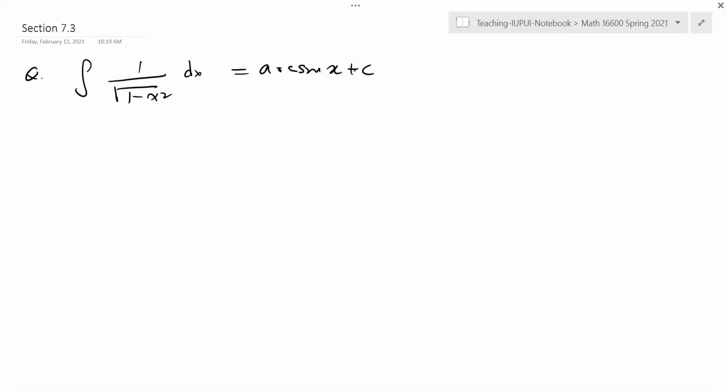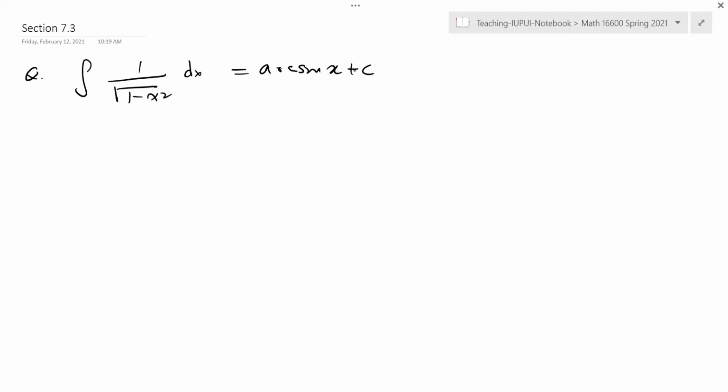But besides this, if you see something that involves the square root of 1 minus x squared, you may not be able to quickly find the antiderivative if it's not in this simple form. So how do we get rid of the radicals in order to simplify?